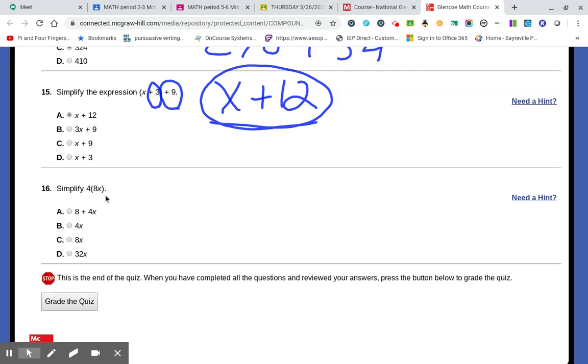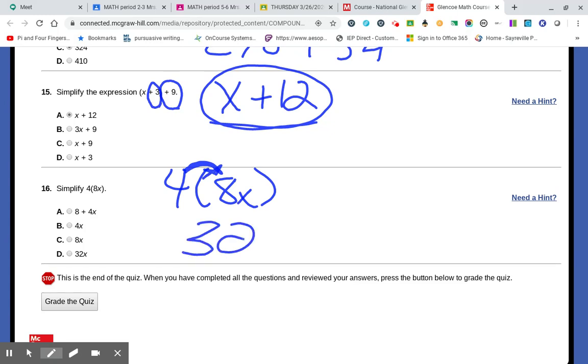This one. The only reason why you can combine this 4 with this 8 is because the 8 has an X. So technically, if it was addition, you wouldn't be able to combine it. Because it's multiplication, you can. So all you're going to do, here's your problem for X, is distribute, right? Distributive property, 4 times 8, which is 32. And you have the X there. 32X is your final answer.